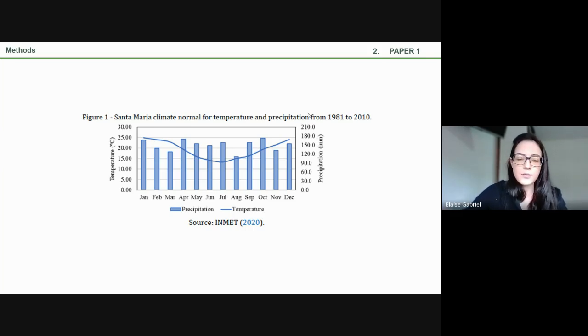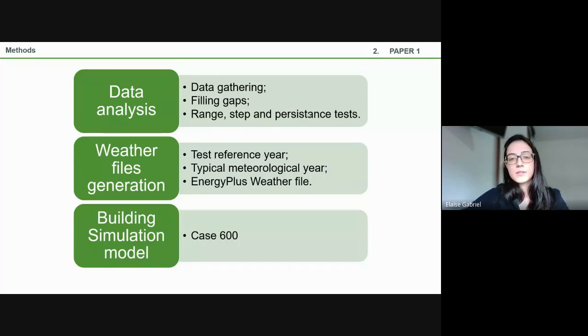So because of that inconsistency, we wanted to generate a more reliable weather file and to correct the errors in precipitation. So Santa Maria is a subtropical city with average annual temperature around 19 degrees. During the summers, it's common that the maximum air temperature reaches up to 40 degrees, and during winters it usually drops down to negative values. The rainfall in the city can be considered evenly distributed throughout the year, and the annual rainfall is around 1,600 millimeters.